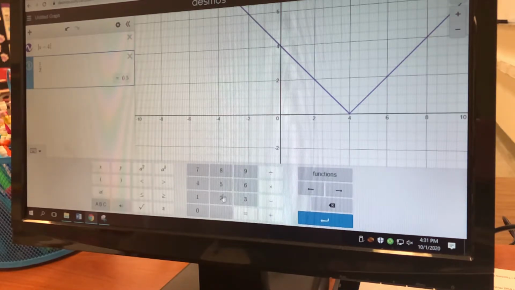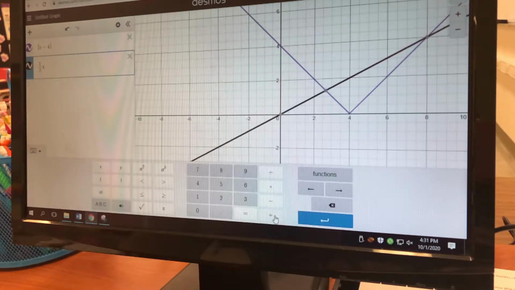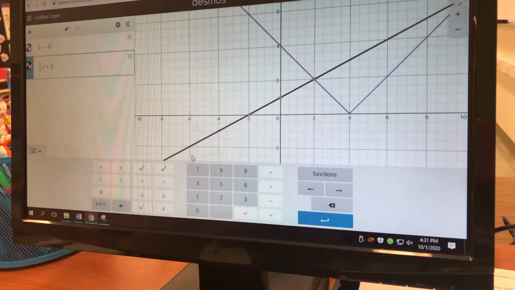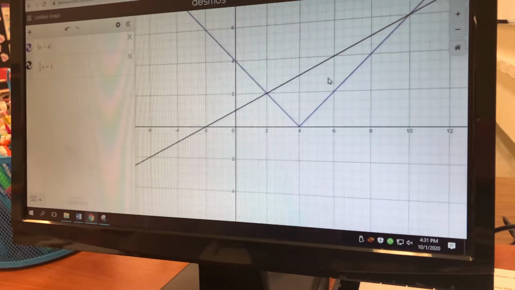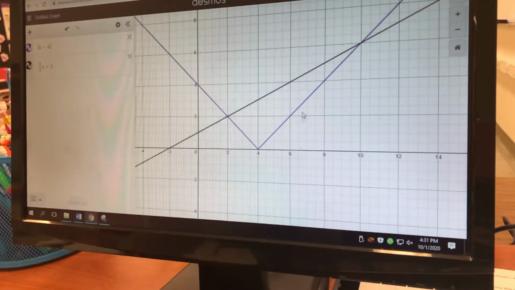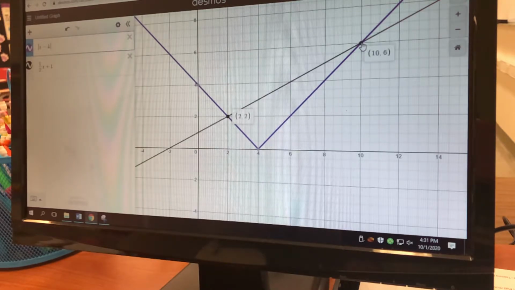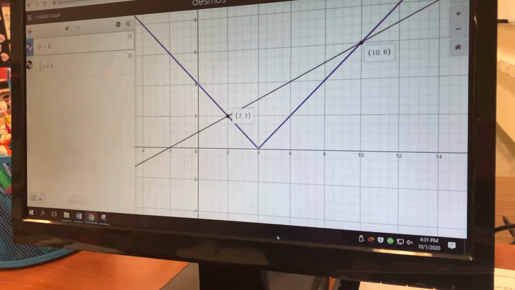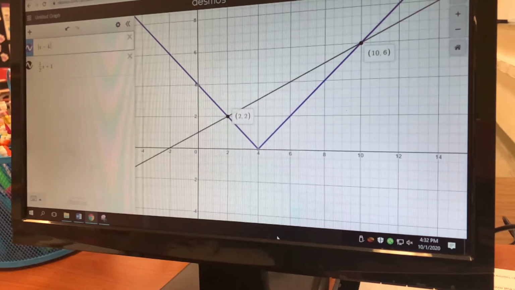1/2 x plus 1. All right, there's my second graph. I'm going to move this over a little bit so we can see the whole thing. I have two intersections, one here and then one up here. This intersection down here is at 2, 2. And then this one up here is at 10, 6. So those are my answers, 2, 2 and 10, 6, those two points.